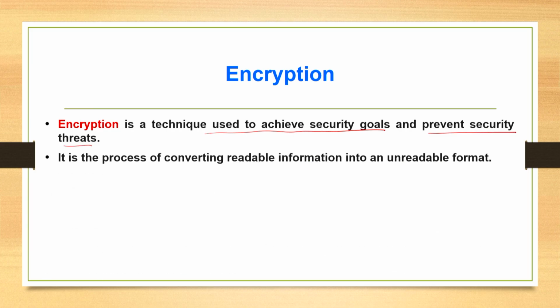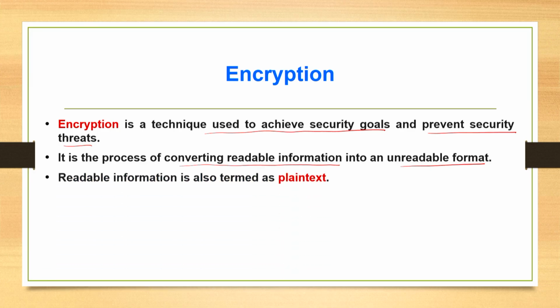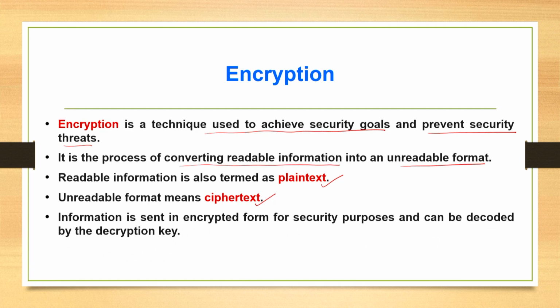What happens in encryption? It is the process of converting readable information into an unreadable format. Readable information is termed plain text. Unreadable format means the ciphertext. So, information is sent for security purposes and can be decoded by the decryption key.